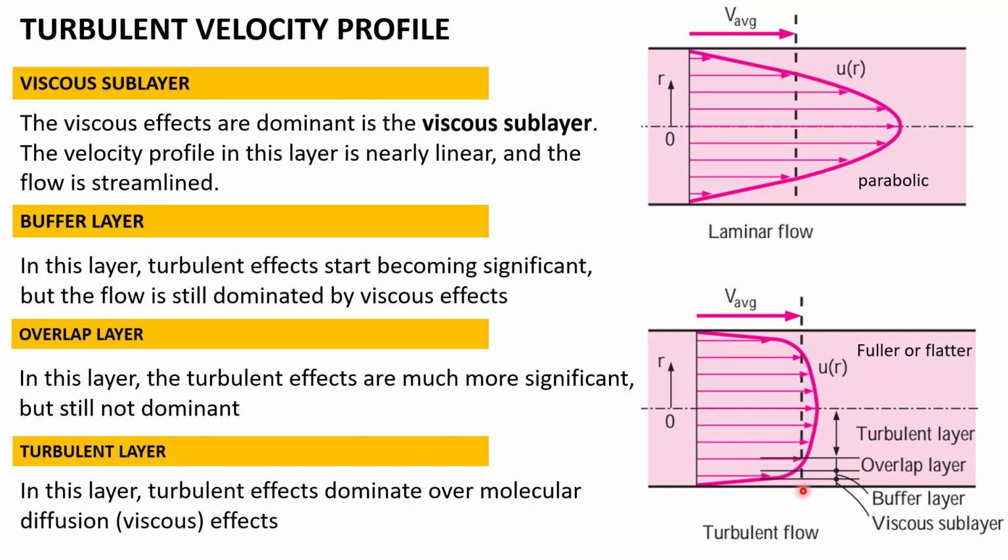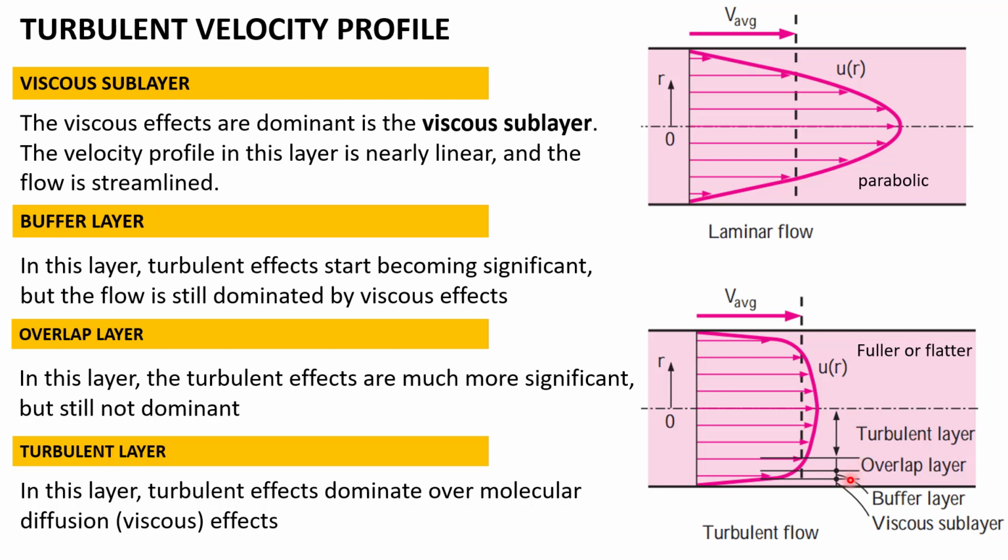Above the viscous sublayer, there is the buffer layer. In the buffer layer, the turbulent effects start becoming significant, but the flow is still dominated by viscous effects. Above the buffer layer, the next layer is the overlap layer. In this layer, the turbulent effects are much more significant, but still not dominant. Above the overlap layer, there is the turbulent layer. In this layer, turbulent effects dominate over viscous effects. So turbulent effects are prominent in the turbulent layer.